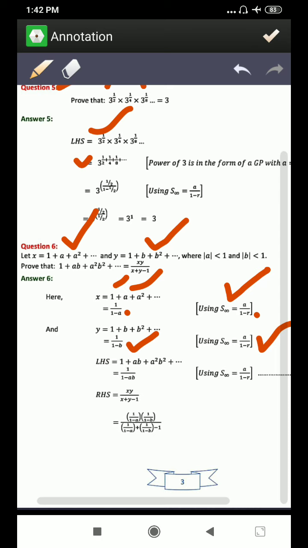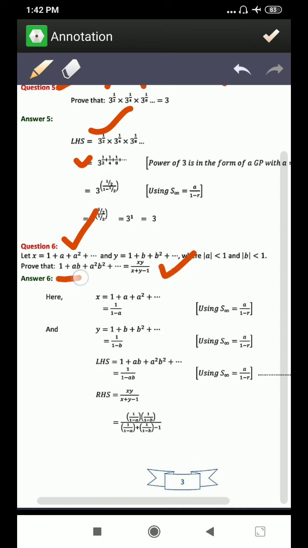Now you come, what do you have to prove in this? 1 plus AB plus A square plus B square and so on. So the left hand side of this, first we have obtained the value of X, we have obtained the value of Y. Now forget about these two things. Now come to the next term. You have to prove this thing is equal to this.